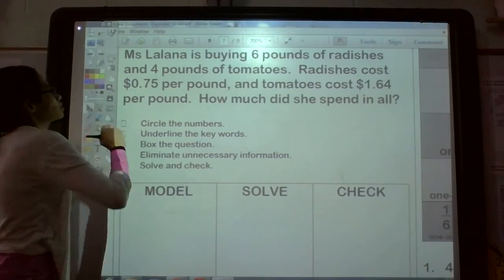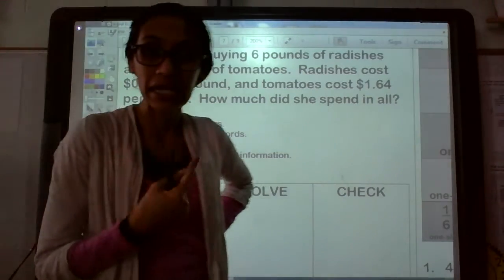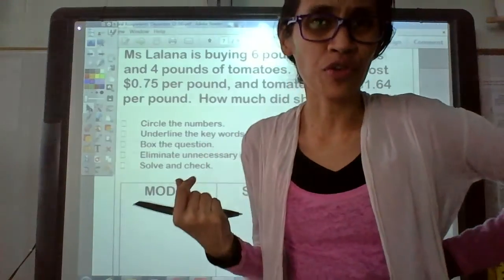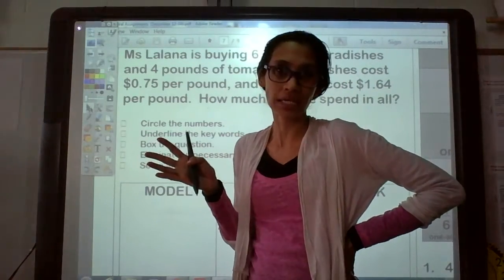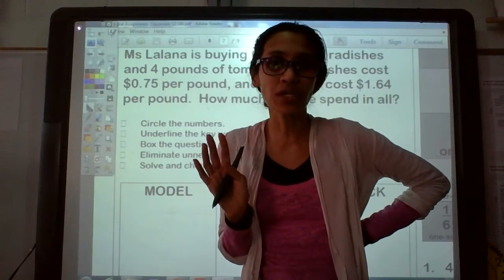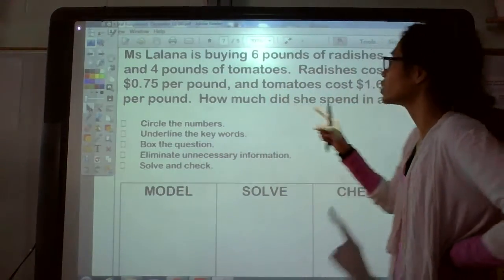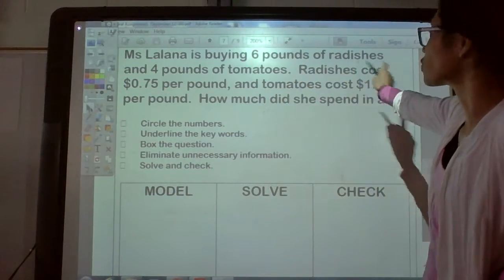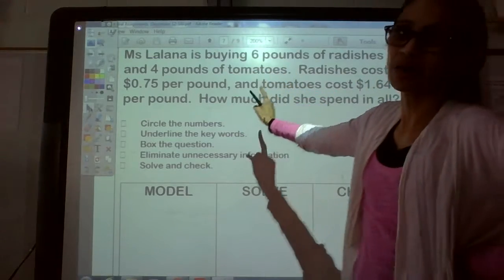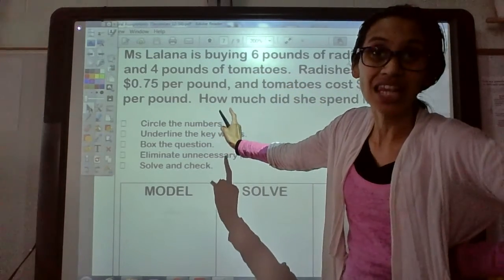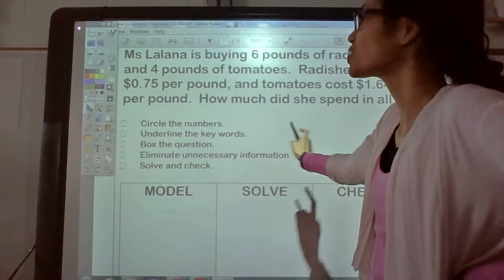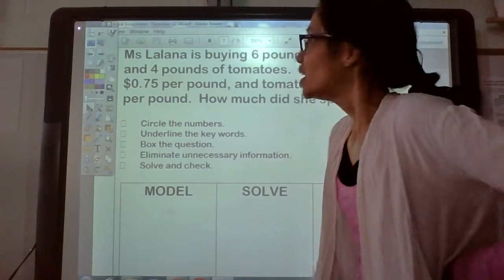All right, let's read it. Miss Alana, oh, that's me. Oh, always shopping for food. Raise your hand if you love food. Yes. Raise your hand if you love healthy food. Yes, that's even better. Miss Alana, I am buying 6 pounds of radishes and 4 pounds of tomatoes. That's a lot. That's a lot of fruit and vegetables, but we're going to eat all that.